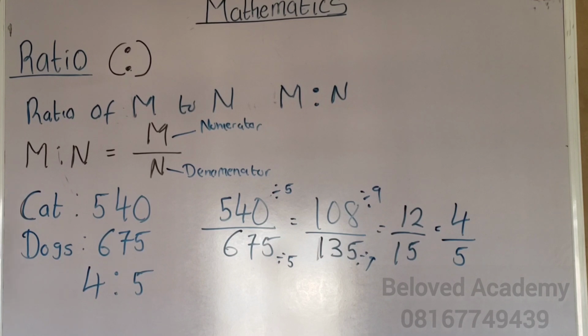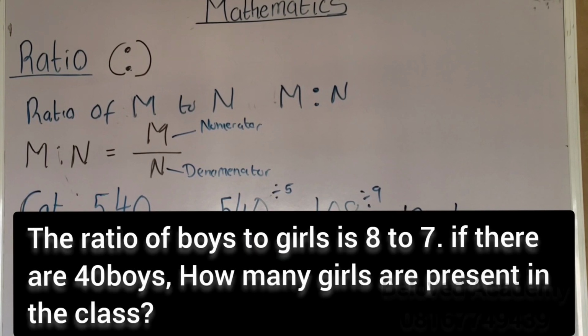Ratio compares two similar quantities. It shows the relationship that exists between two quantities. That is, if one quantity increases by this amount, what will happen to the other quantity? That is what ratio tells us. You understand? So let's have another worked example.